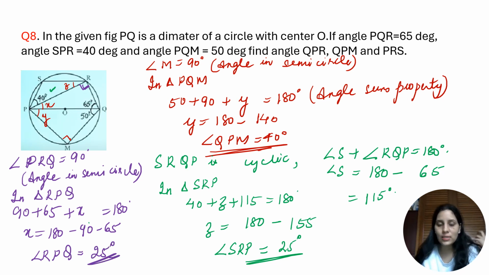So it was very easy. If we have two angles, the third angle is always found by angle sum property. So always try to figure out, okay, if I find this angle, I can find that. So that reverse calculation will also be helpful.